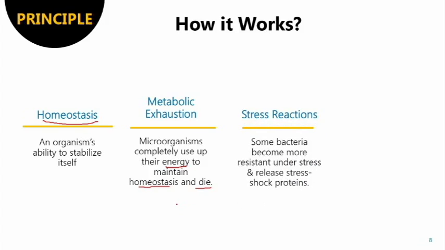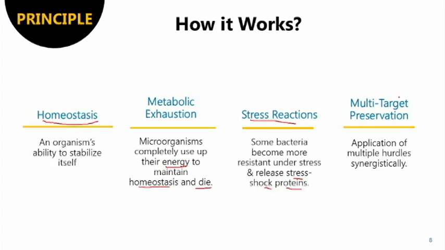Now, this is something a little different than homeostasis and metabolic exhaustion. What happens here is that under continuous stress, some bacteria become even more resistant, and they release some stress shock proteins. And these stress shock proteins and the resistant bacteria affect the texture, the nutrition quality, the microbial stability of the food. And these stress reactions work against the hurdles, and that is a very common case if we apply a lot of hurdles without thinking about them, without doing some research on them. And to avoid these stress reactions, what we can do, that is our fourth principle, and that is multi-target preservation.